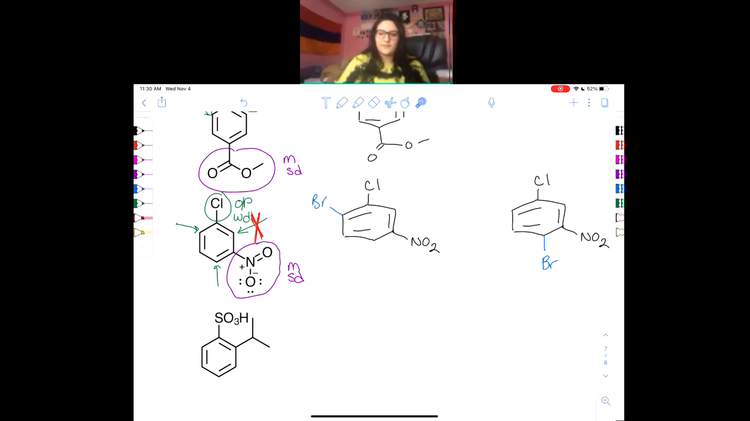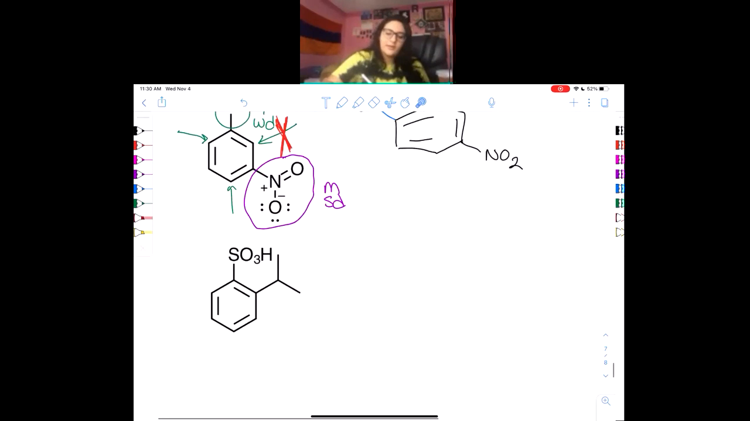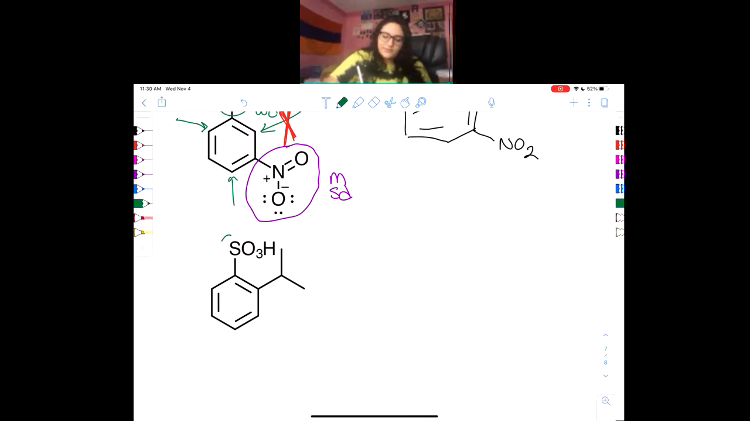If we're good, let's go on to the next one. So, in green, we have SO3H. What kind of group is that? Activator, deactivator, strong deactivator, yes. And so that directs where? Meta, cool.